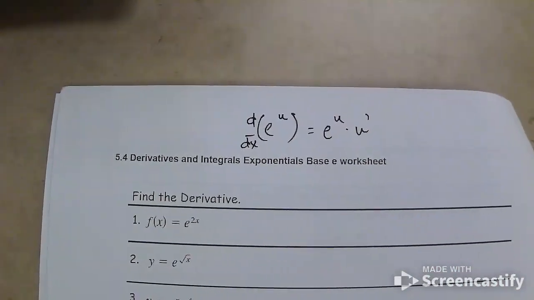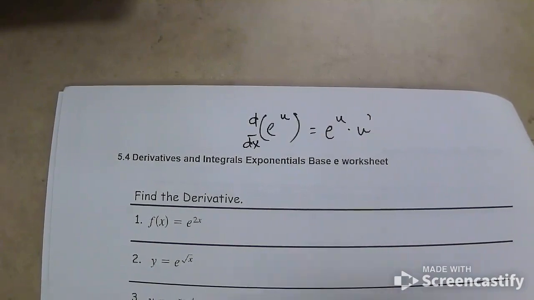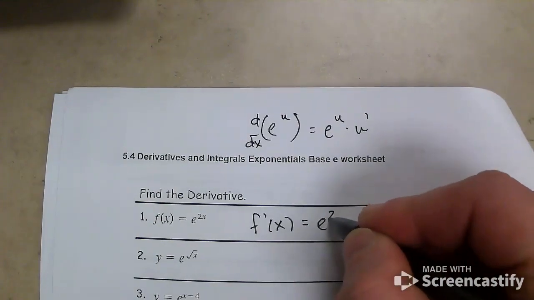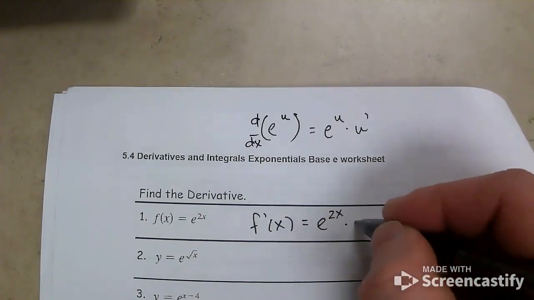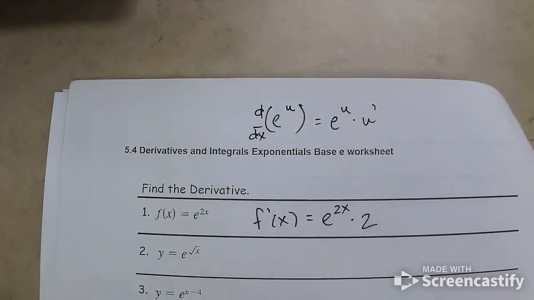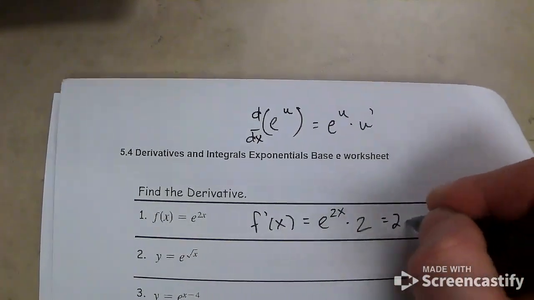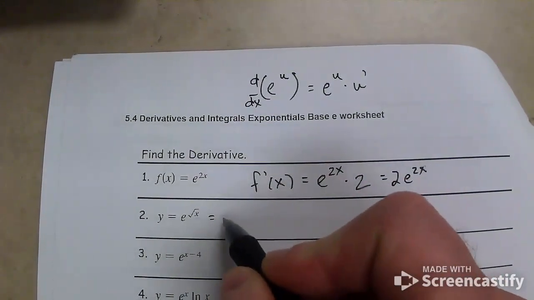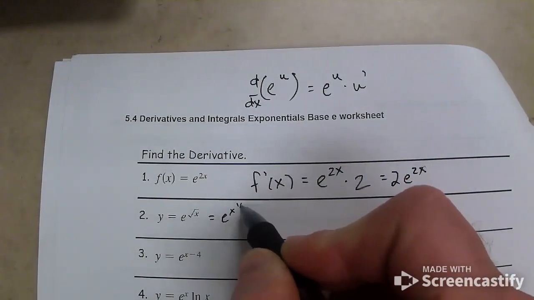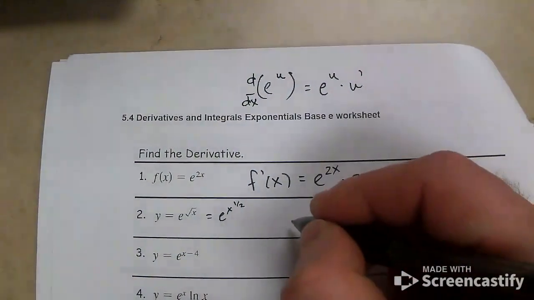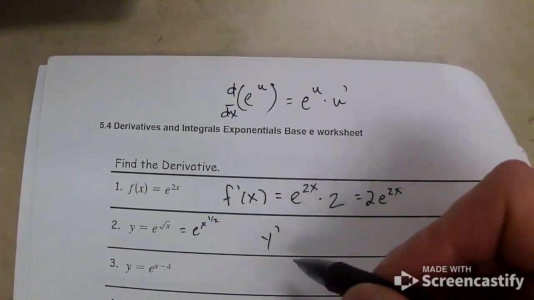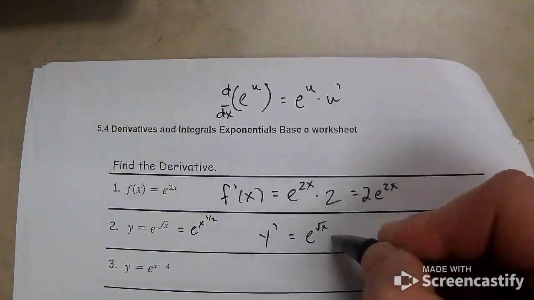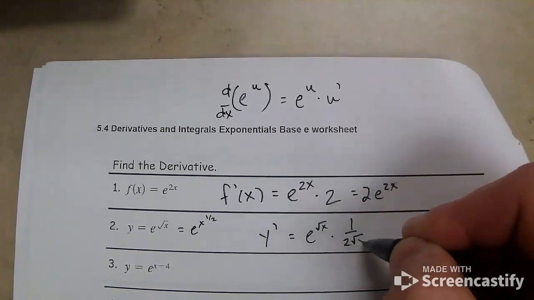Okay, so in these scenarios, when you're writing the derivative, you literally will write what you see and then multiply by the derivative of the exponent. Okay, and however you want to rearrange that, if you want to write that as 2e to the 2x, by all means, you do you. Okay, so this is rewritten as e to the x to the 1/2. So if we're looking at the derivative here, this is just going to be y prime equals e to the square root of x times 1 over 2 square root of x.